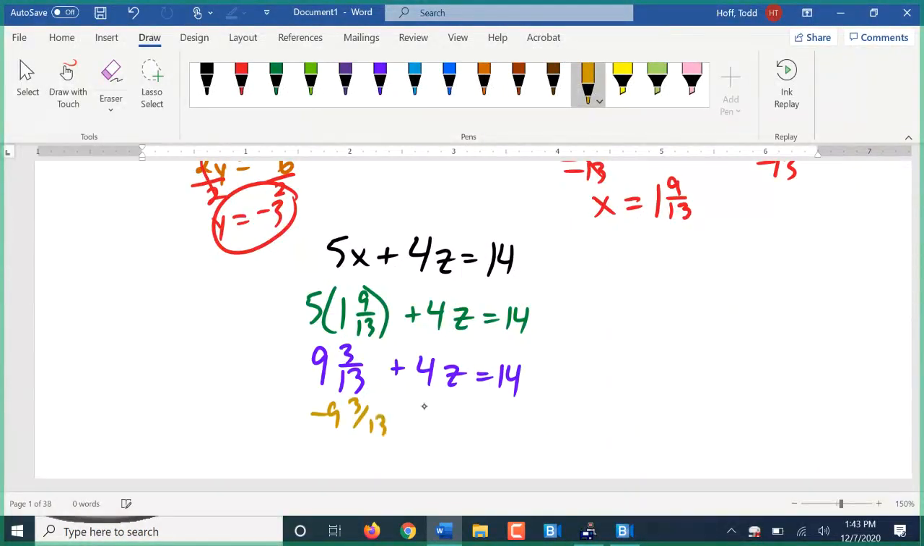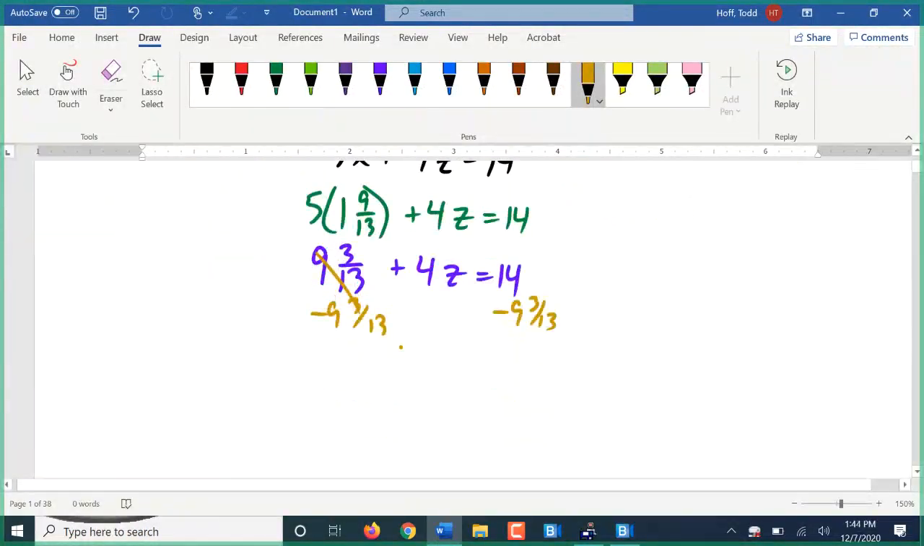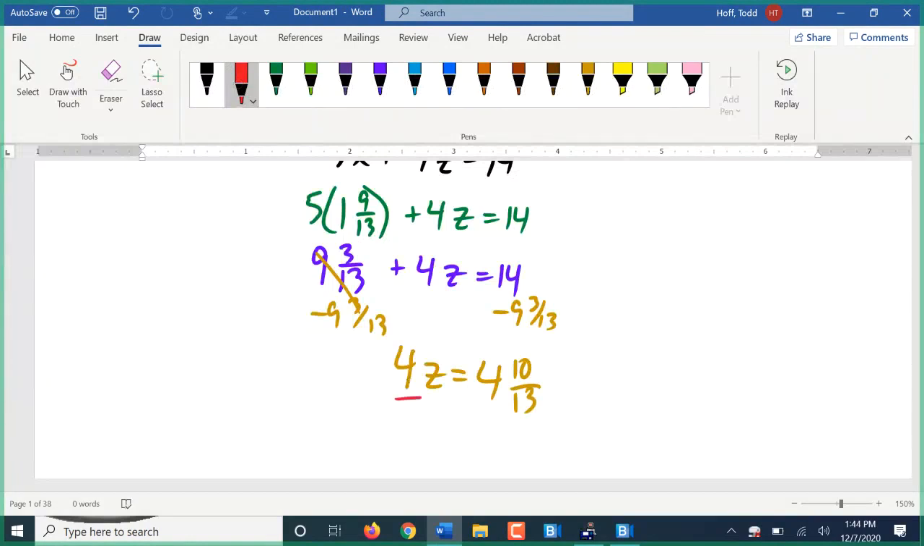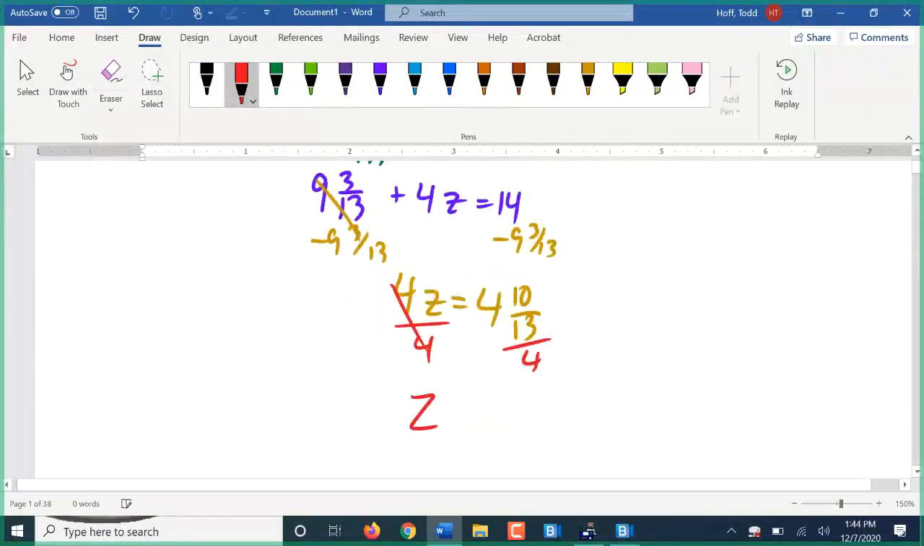We'll subtract the 9 and 3/13 to get 4z equals 4 and 10/13. Now we divide by the 4. Z equals 1 and 5/26.